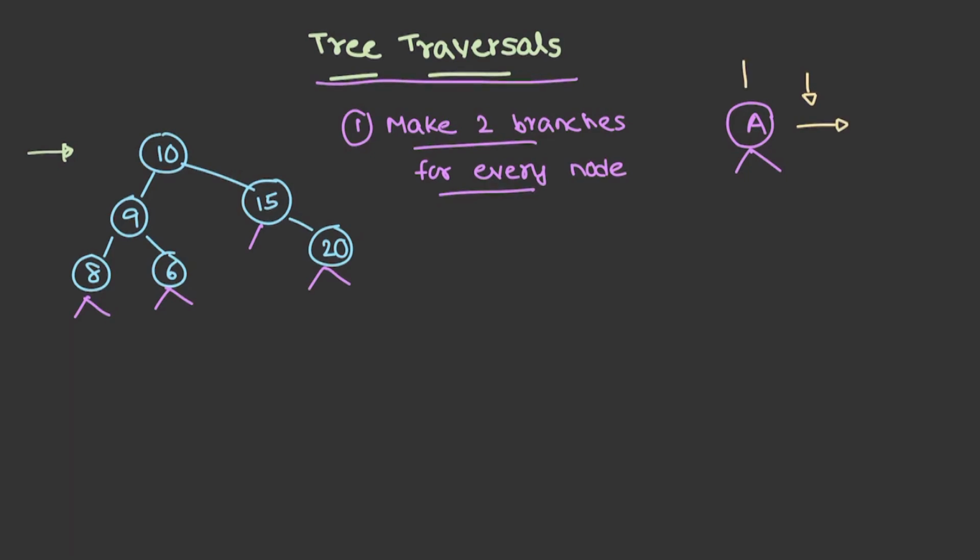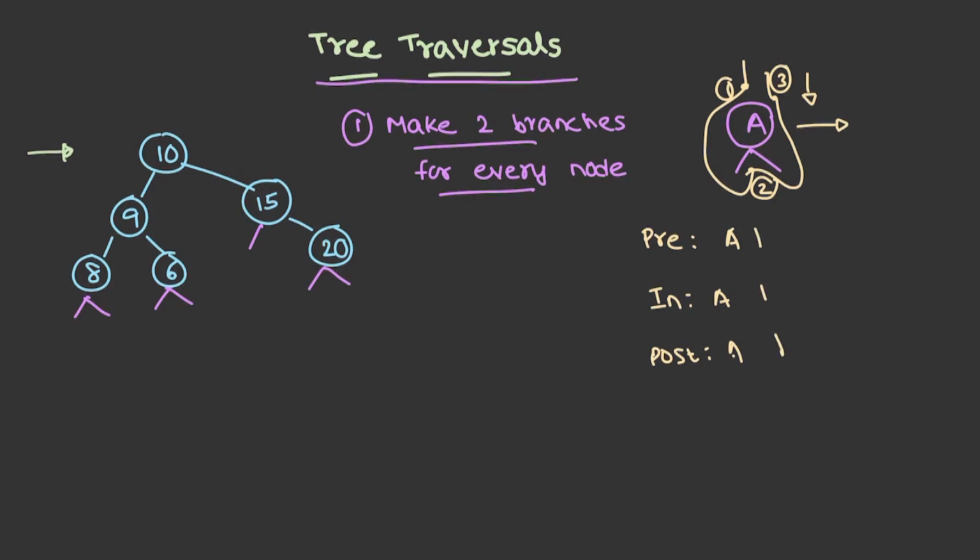In this mechanism, when I first visit A, I include it in the pre-order traversal. When I visit it the second time, I include it in the in-order traversal. Similarly, when I finally see A and I am leaving this node for the third time, I include it in the post-order traversal. This is an easy approach to build pre, in and post-order traversals. Let's apply the same approach to this tree and solve it for these three traversals.